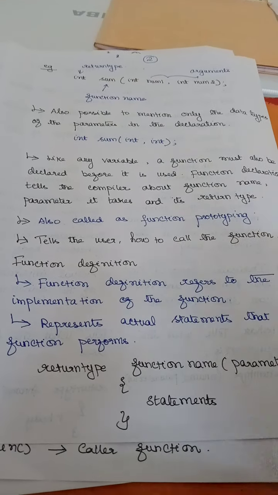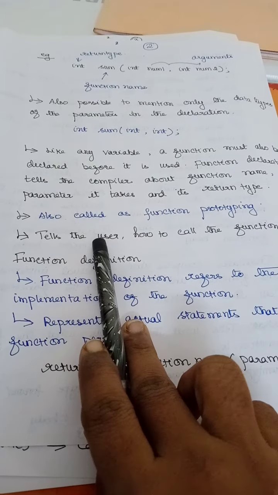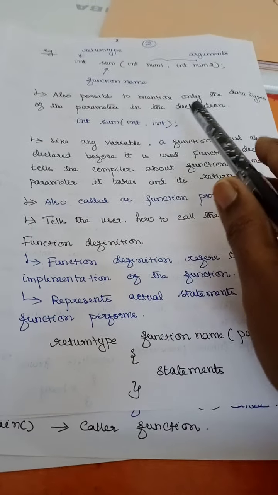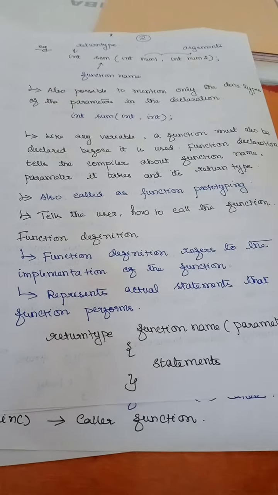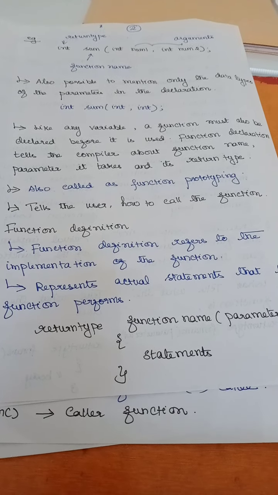Another name for your function declaration is function prototyping. And this will tell you how to call the function, right? It's just a declaration. So here itself the semicolon will end. Int a, you will put a semicolon. The same thing here, right?